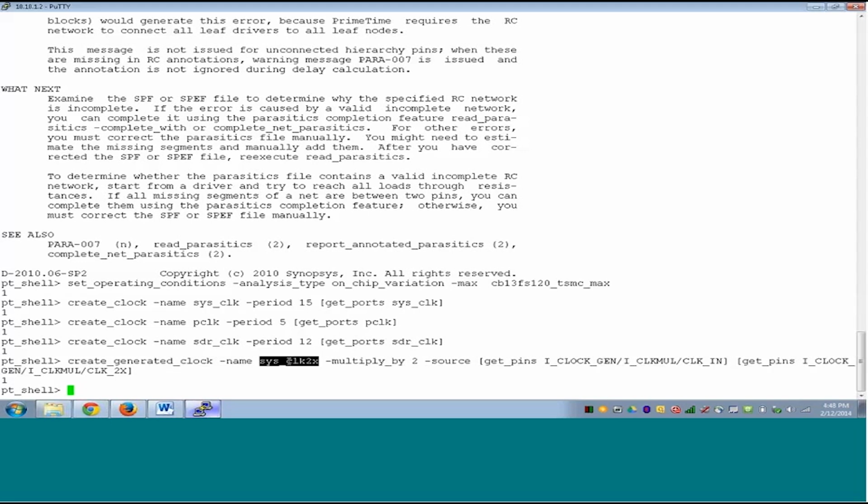Now this generated clock is generated from sys clock. Sys clock 2x is generated from sys clock because this pin gets sys clock.